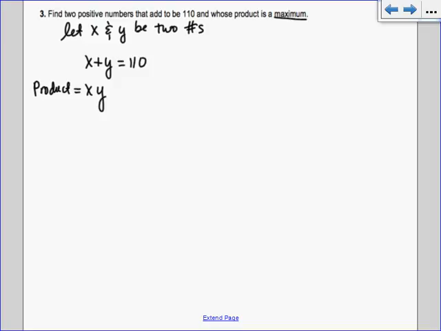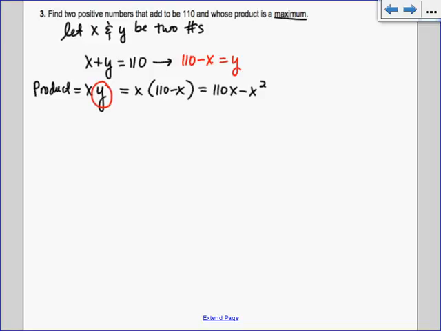So we're going to use this equation that we already had, x plus y equals 110, and we're going to try to replace everything in the product so that we have only x's. Then we do substitution. So how can I replace y? What can I put in for y? Exactly. So 110 minus x equals y. So I'm going to have x times 110 minus x, which is 110x minus x squared, which is a parabola.